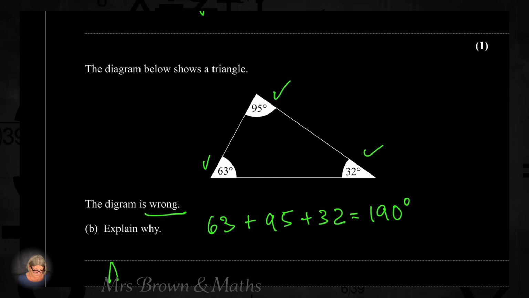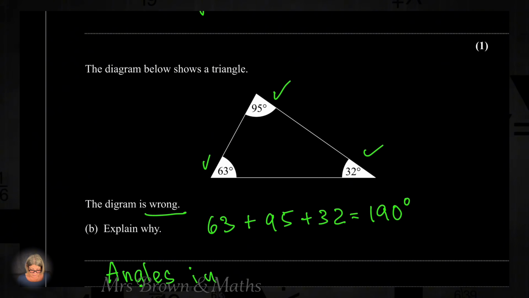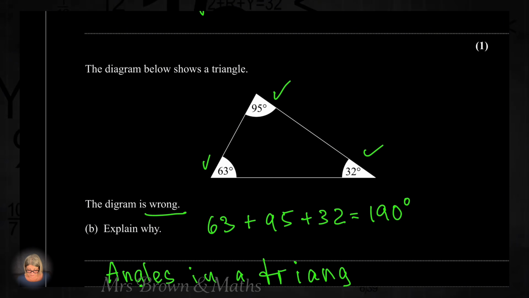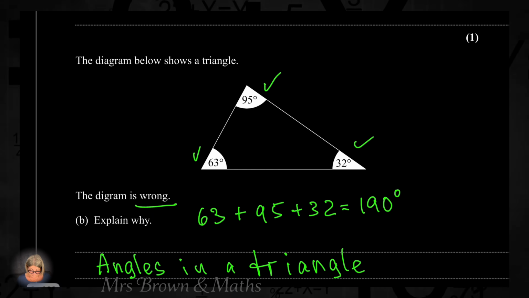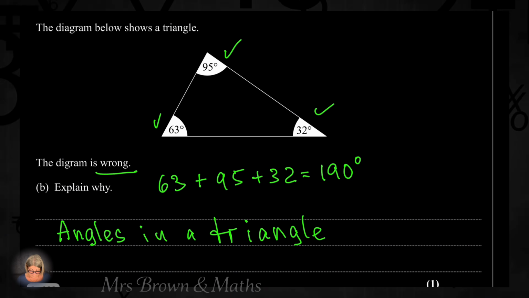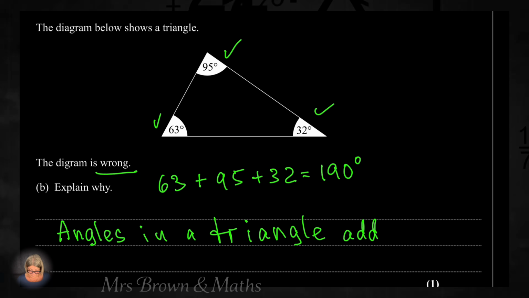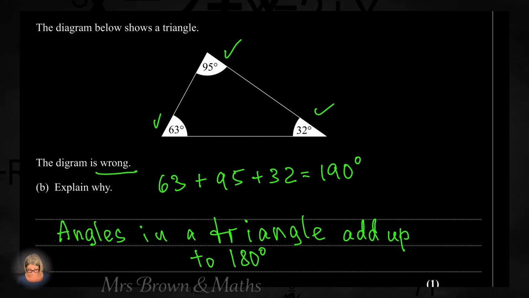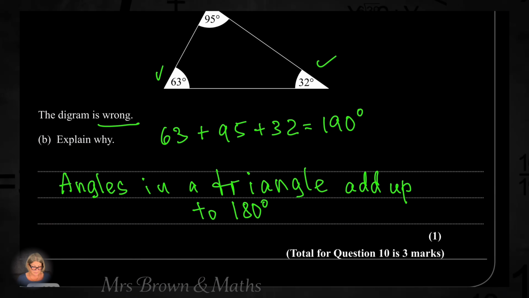Angles in a triangle add up to 180 degrees. That's it. Get your mark. Next one.